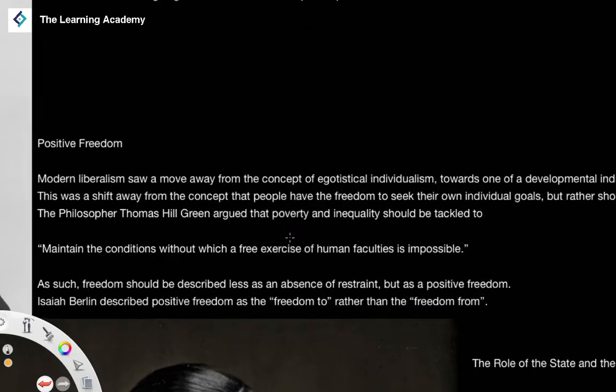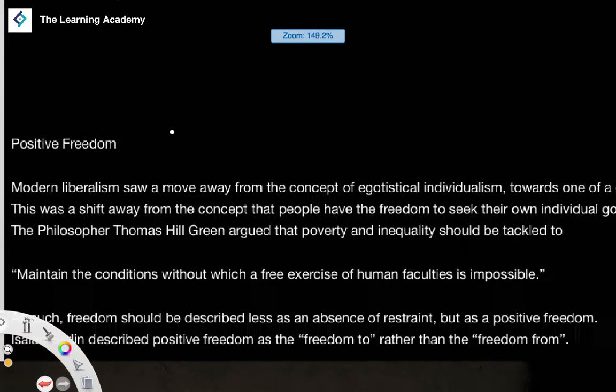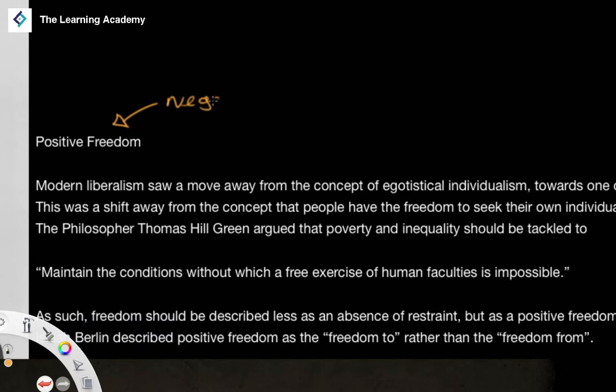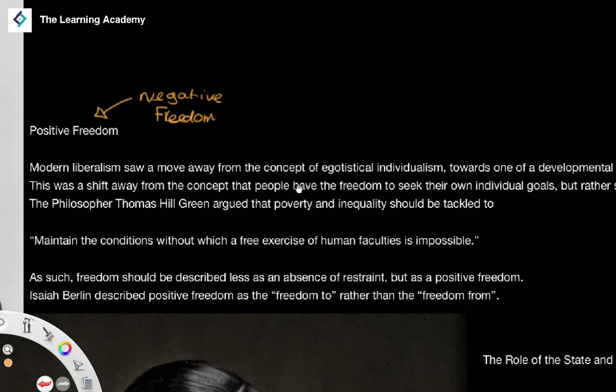Now, as we know, in the framework for classical liberalism, there was an emphasis placed on negative freedom. Well, in more modern liberal regimes, we can see that there is a shift towards more of a positive freedom aspect, and this coincides with a shift away from the concept of egotistical individualism.